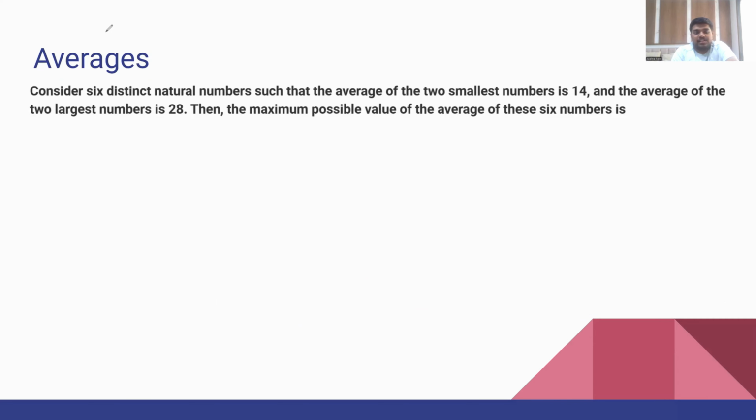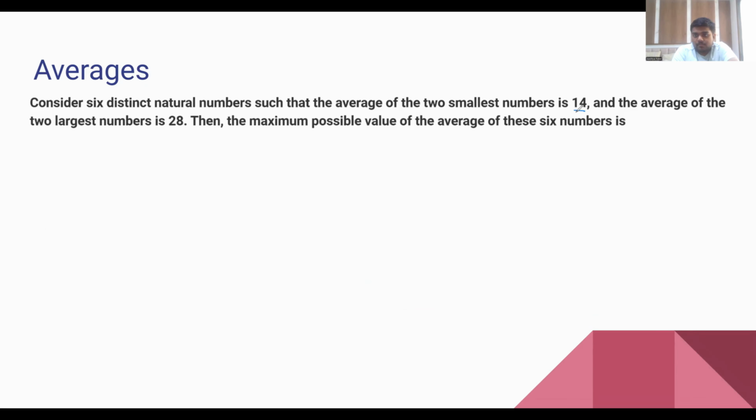Consider 6 distinct natural numbers such that the average of the two smallest numbers is 14 and the average of the two largest numbers is 28. We have to find the maximum value of the average of these 6 numbers.